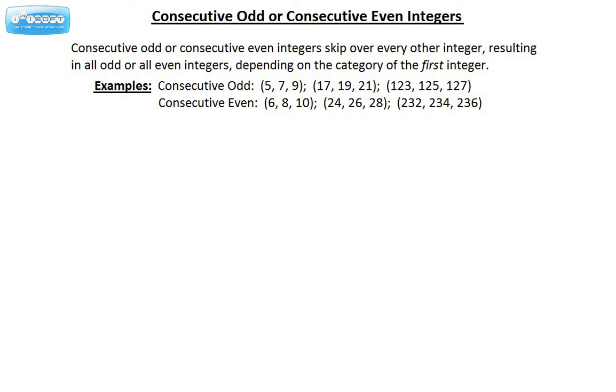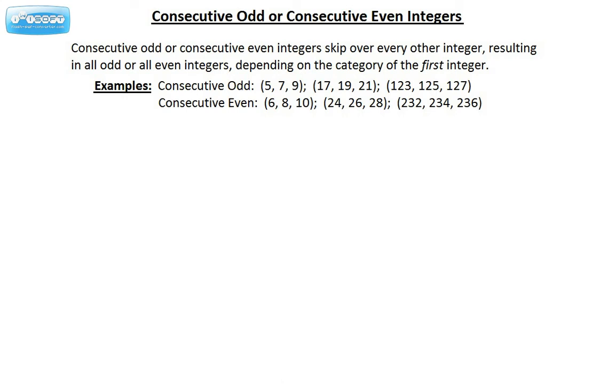Consecutive odd would be numbers like 5, 7, and 9. You can see that these numbers skip over the evens and give consecutive odds. We also have 17, 19, and 21, and also 123, 125, and 127.